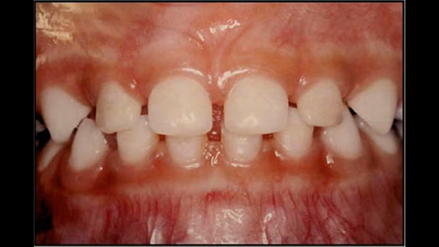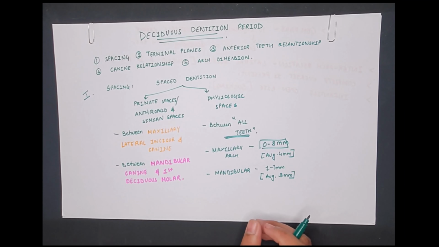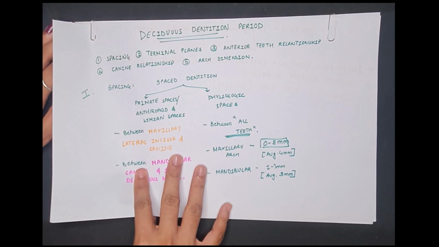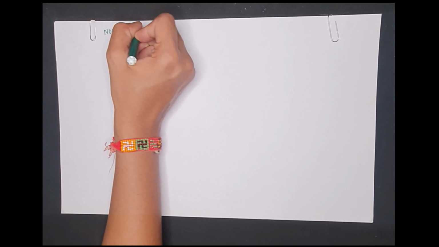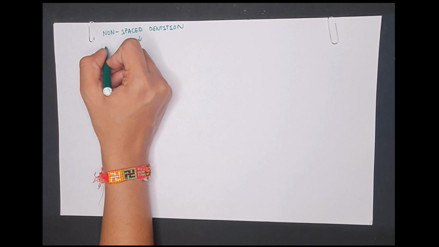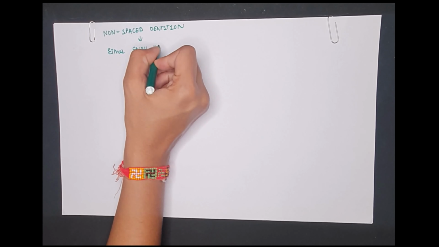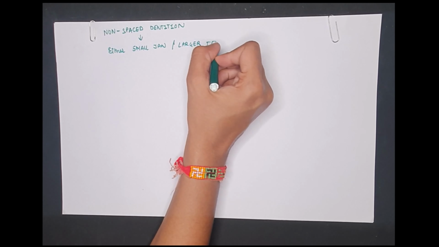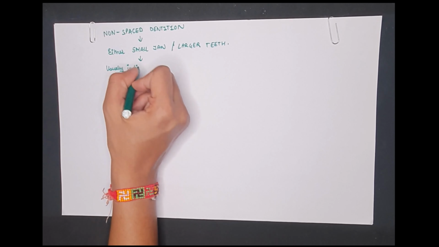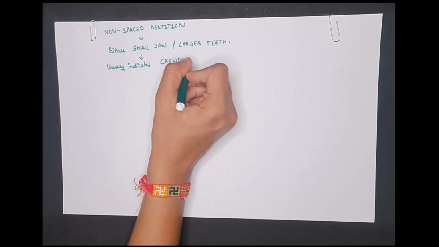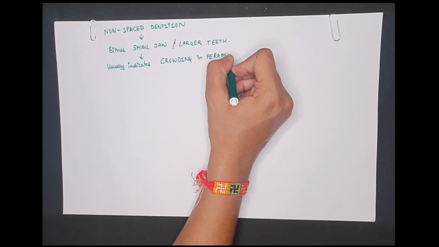As you can see in the picture, this is the primary dentition with physiologic spaces, but these will be used by the permanent dentition as the tooth size is larger. Now, what if there is no space? It does happen, and this is known as non-space dentition. A non-space dentition is characterized by the lack of space between primary teeth, either due to small jaws or larger teeth. This type of dentition usually indicates crowding in the developing permanent dentition.